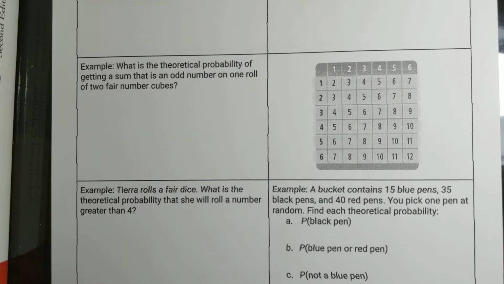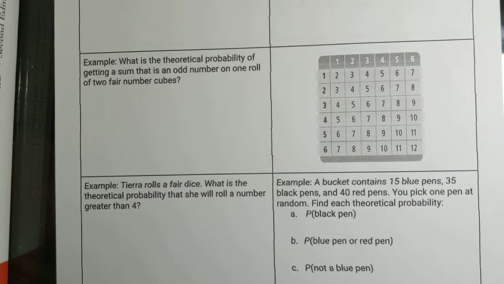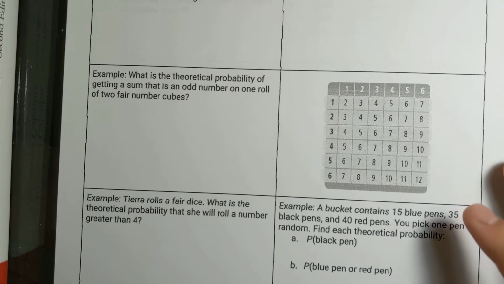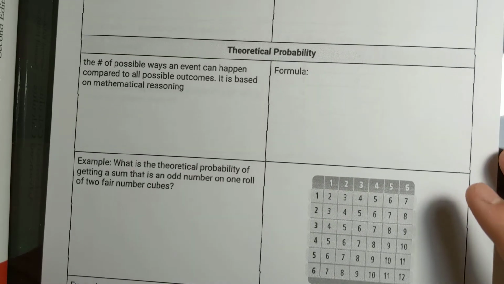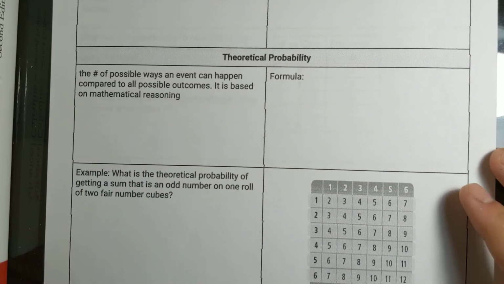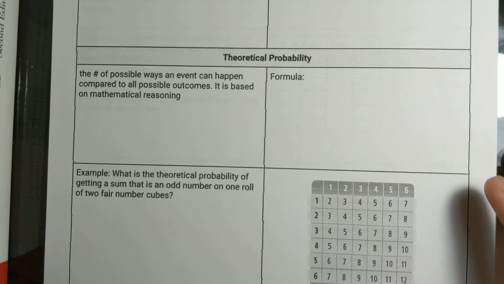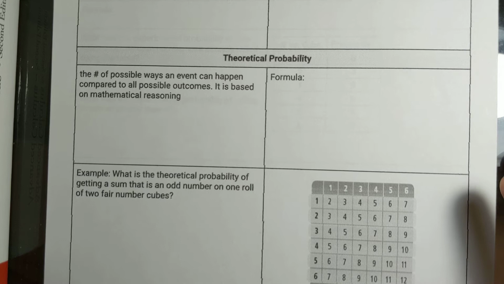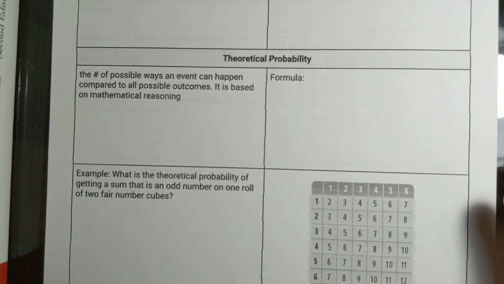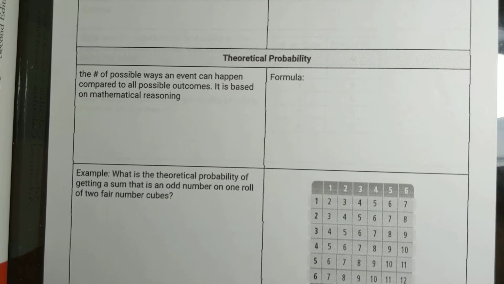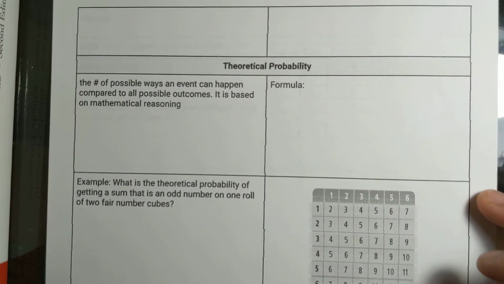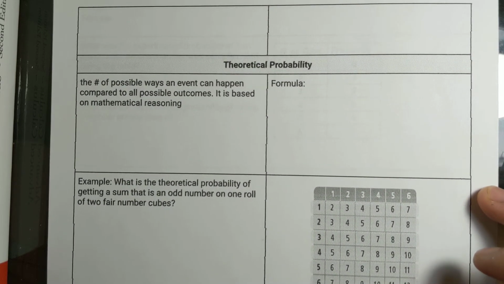The back of it. Alright, so on the back of it, we have theoretical probability. Theoretical probability can be summed up by a very easy definition, which is this one. It's basically the number of possible ways of an event happening compared to the other possible outcomes. It's based on mathematical reasoning. It's not really clear on the definitions, to be honest.